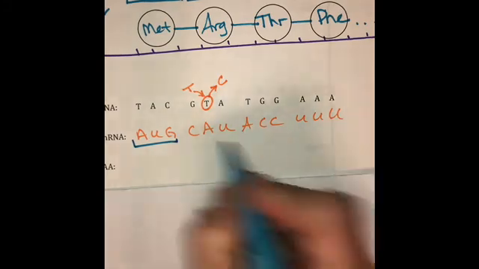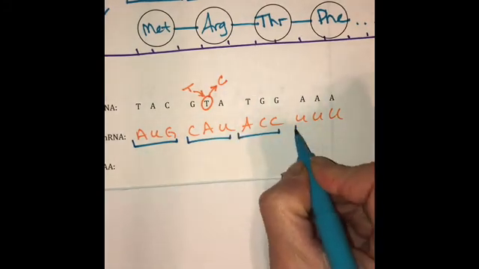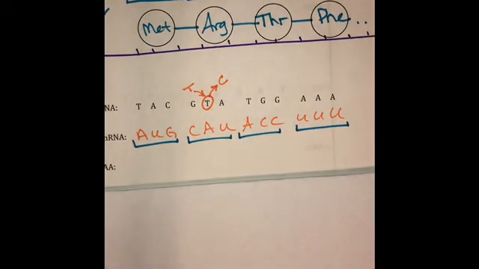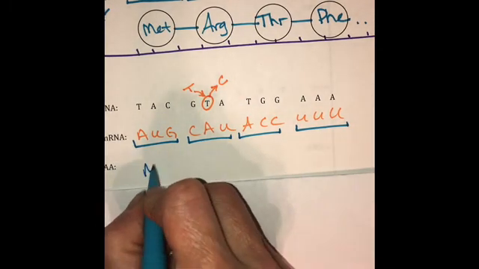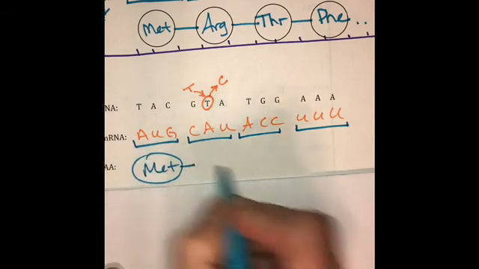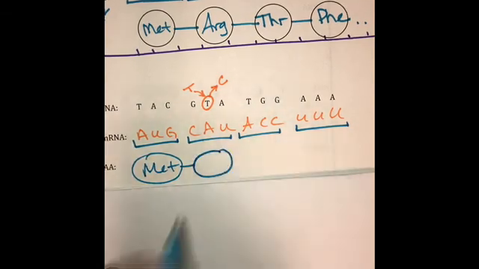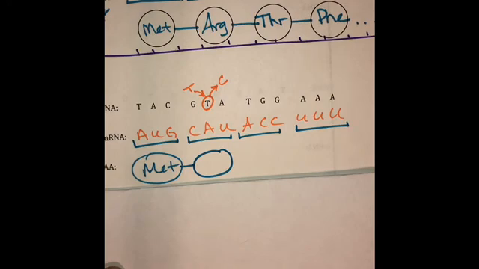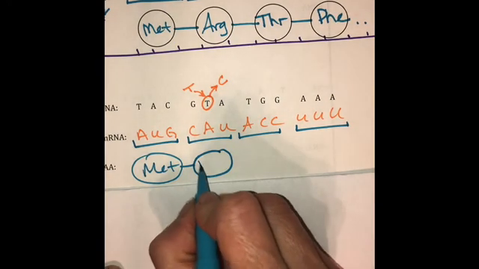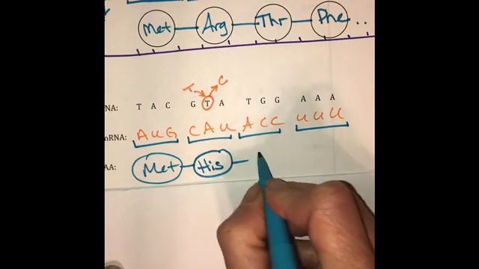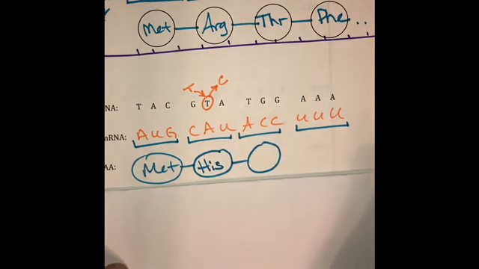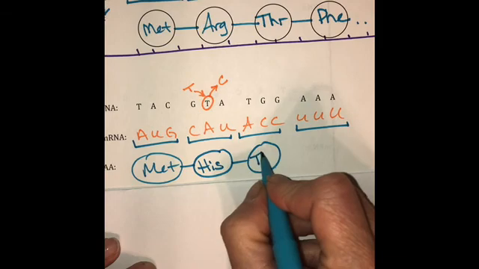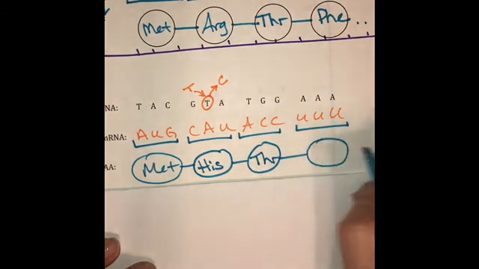So again, I'm going to start with an AUG, so we're all good there. As we translate, we know we're going to get a methionine. And here's the codon that had our change, had our mutation. So when I look now and I have a CAU, I do get an amino acid of histidine. ACC, threonine, and lastly phenylalanine.